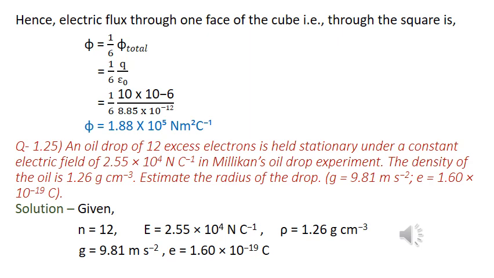To find out the flux through the square, we can write phi is equal to 1 by 6 of the total flux through the cube, because there are 6 faces in the cube. So the flux through one face of the cube will be 1 by 6 of the total flux through the cube. Therefore, by putting the values, we get phi is equal to 1.88 into 10 to the power 5 Newton meter square per Coulomb.